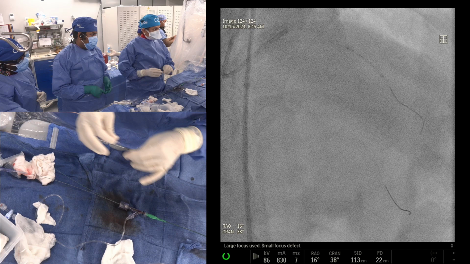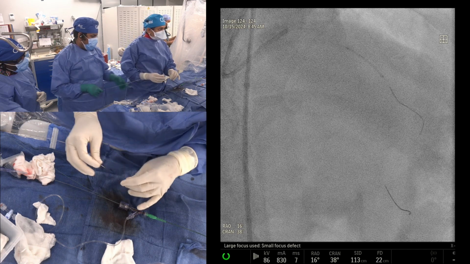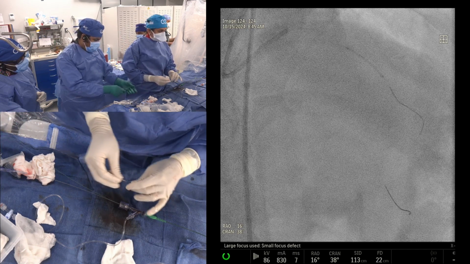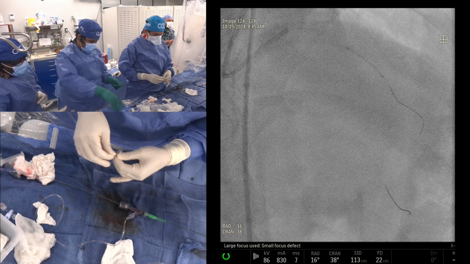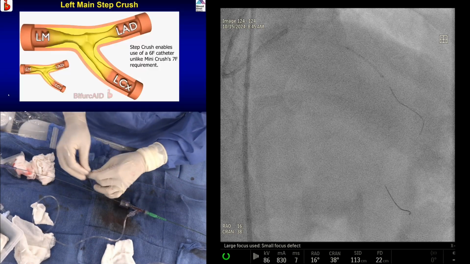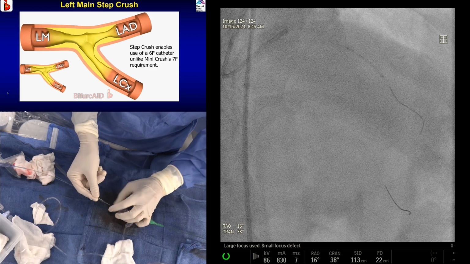Absolutely. Now, radial may not, because radial at the level of the subclavian, sometimes you cannot even put 2 balloons there. So that's a little limitation, but yes, let's give it a try today if we can do it.